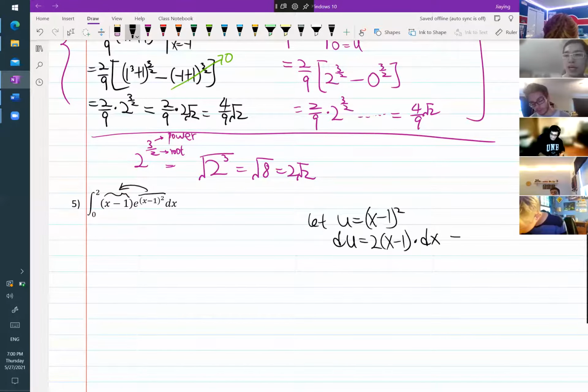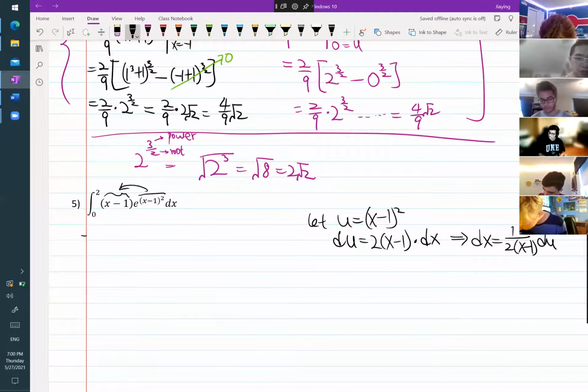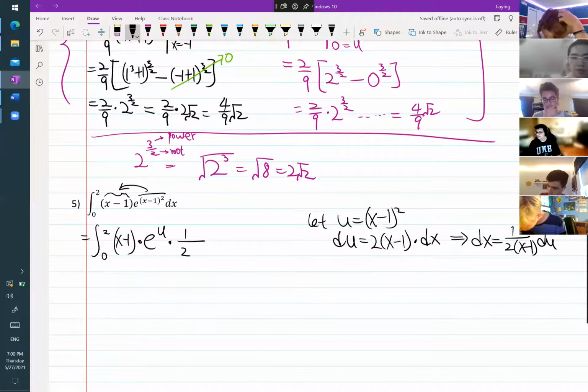And then solve for dx. So dx is equal to 1 over 2(x minus 1) du. Now I'm going to use substitution. So this integral from 0 to 2 of (x minus 1) times e to the u times 1 over 2(x minus 1) du.